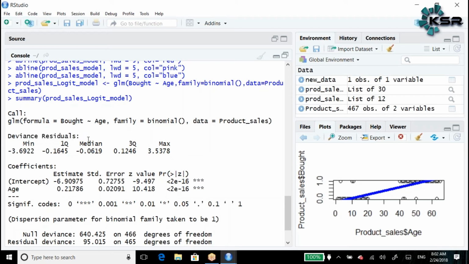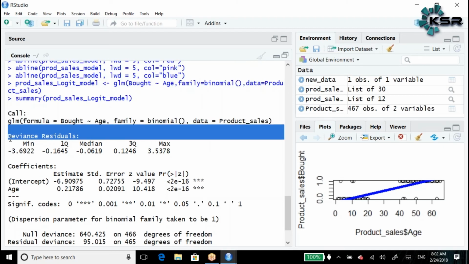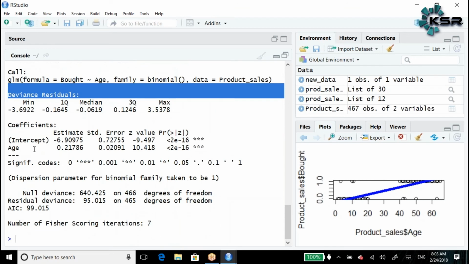Deviance residuals indicate the same thing, your error. Deviance residual means error, the same as actual value minus predicted value. Now here coefficient means the same thing. Here the estimate is the beta naught, and standard error means mu by sigma. Here z value indicates the t value. Basically yesterday we got the t value, right? Z is equal to x minus mu. Here they kept it as a z value. Probability is marked with three stars, in the same way.